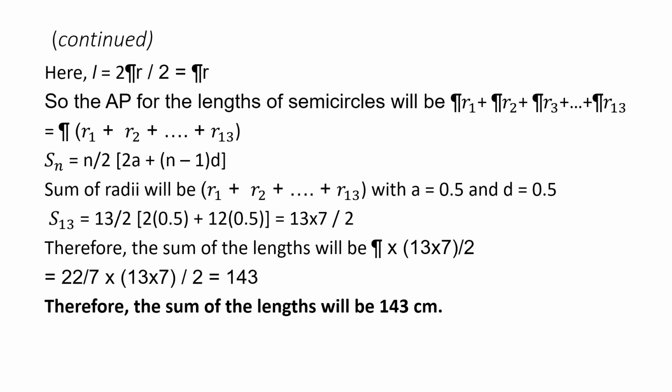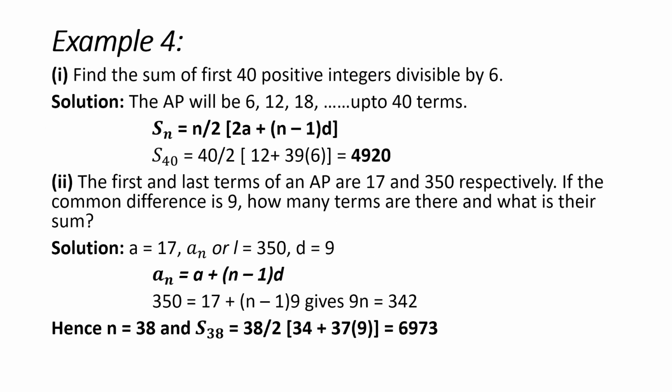So now since we need the sum of the lengths, it will be, as given above, pi into the sum S13. So pi into 13 into 7 by 2, where we put pi as 22 by 7, which is 22 by 7 into 13 into 7 by 2, which is 143. So the sum of the lengths will be equal to 143 centimeter.